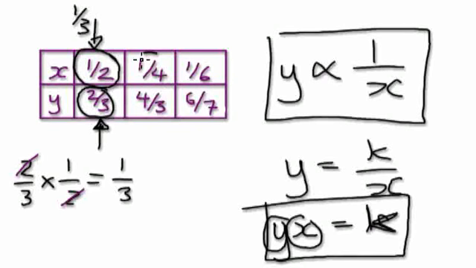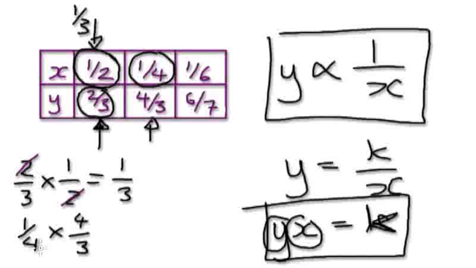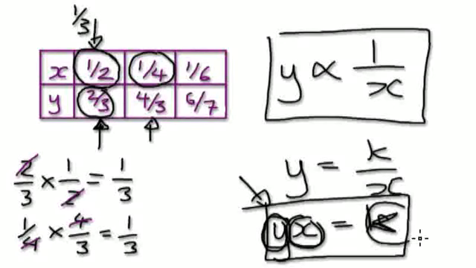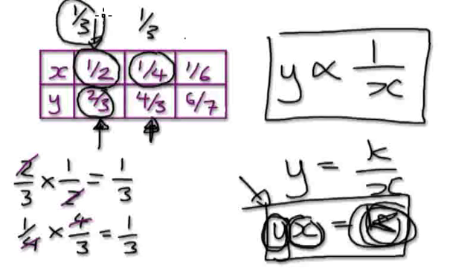Okay, now let's try and find out the k value for this pair here. So get a quarter times 4 over 3. These two would cancel out, giving you 1 over 3. Remember, when you get y times x, it should always be the same number, whatever that number is. In this case, the k value for this pair here would be 1 over 3. So far, so good, because here the k value is a third, here the k value is a third.